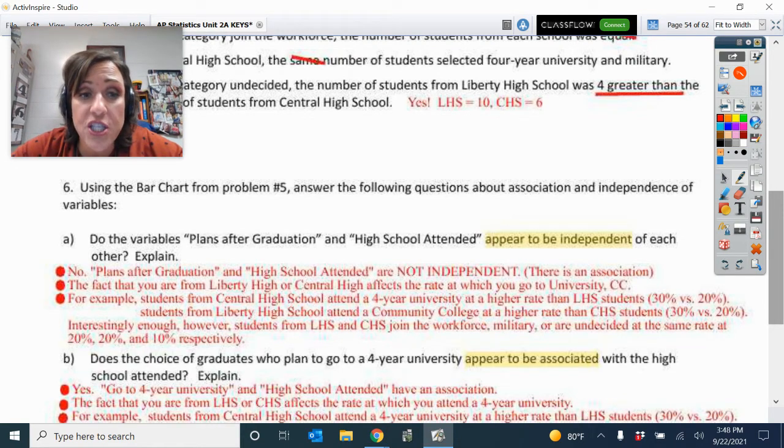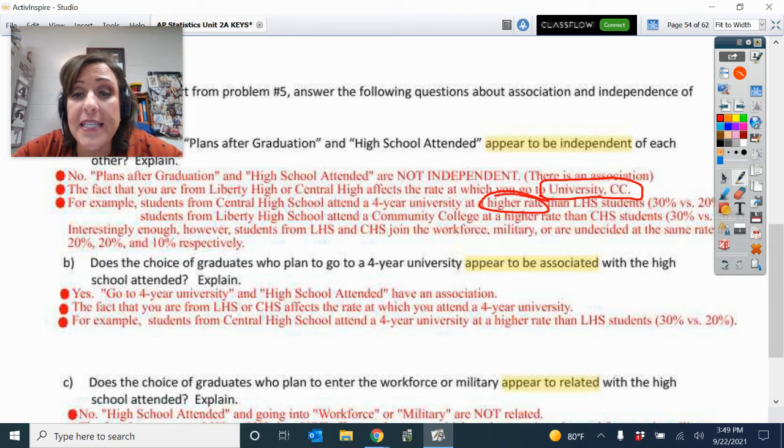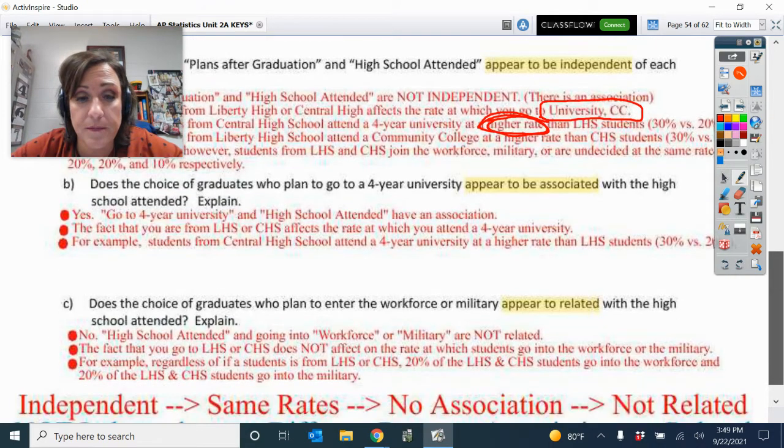There is an association, and that's again because the fact that you're from Liberty High School or Central affects the rate at which you go to university or community college. Okay? And then when you give your answers, make sure you use comparative language about the percents. Students from Central High School attend a 4-year university at a higher rate than Liberty High School, and then I gave the percents and so on. Make sure you're saying a higher rate, not more or less students.